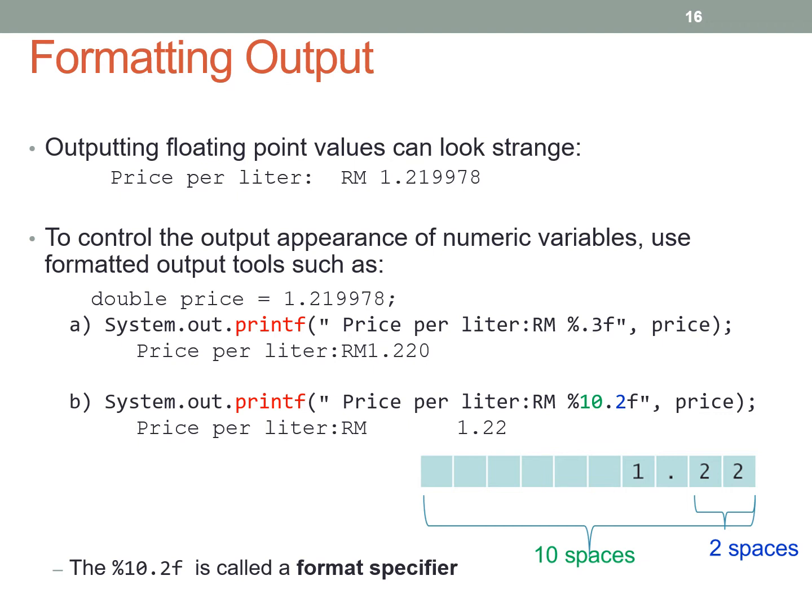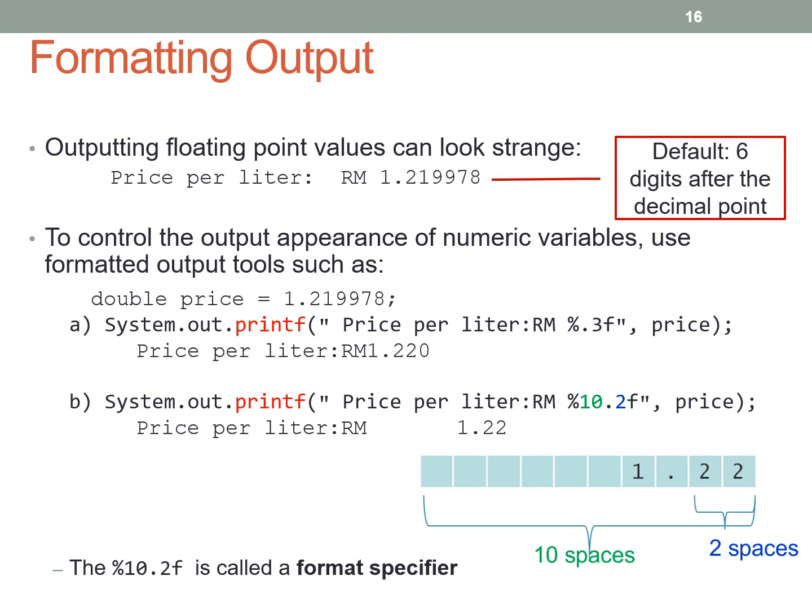This slide here shows other examples. We use printf to be able to control the output appearance of the numbers, as we can format the output. Instead of showing the price per litre as RM 1.219978, we can use system.out.printf price per litre RM %.3f, price, so that it will display 1.220, which is only up to 3 digits after the decimal point.